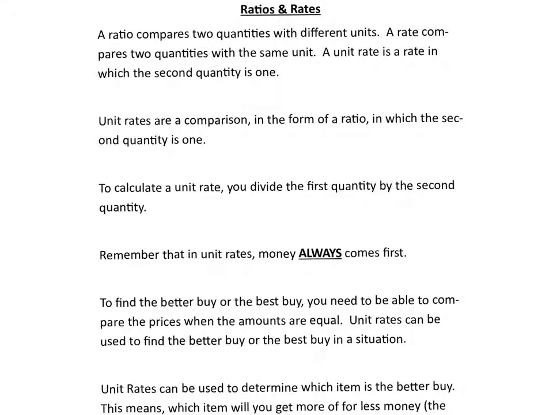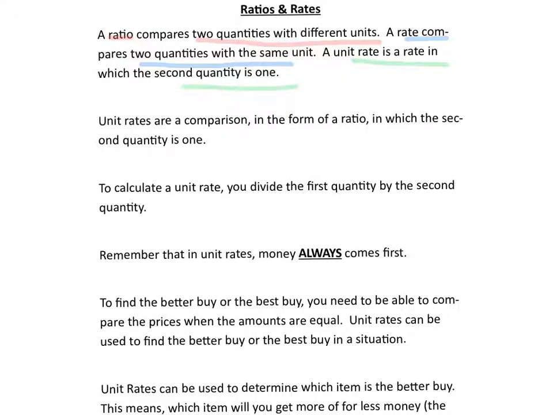All right, to start our proportional reasoning unit, we're going to start with something very simple, and that's pretty much a review of last year, and that is what's called a ratio and a rate, and then we'll get into unit rates. So to start off with, you have to know the terminology and you got to know the difference. Ratio is when you compare two quantities with different units, whereas the rate compares two quantities with the same unit, and a unit rate is a rate that compares the second quantity to one.